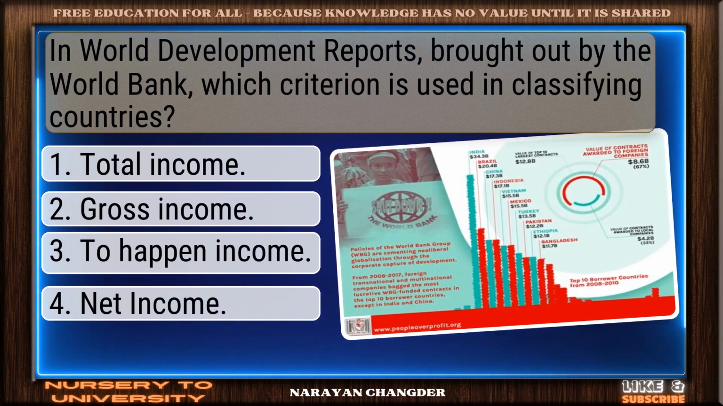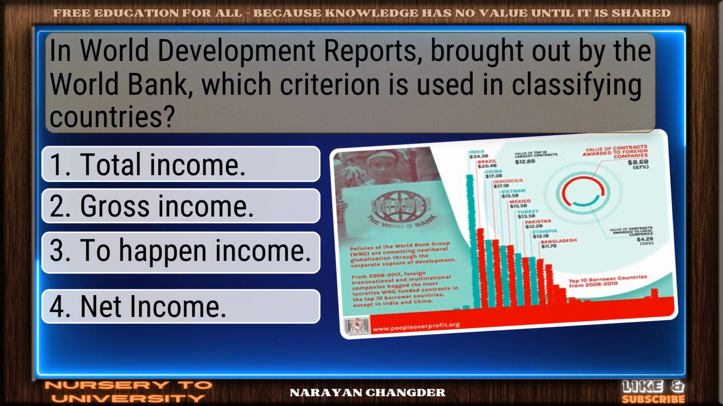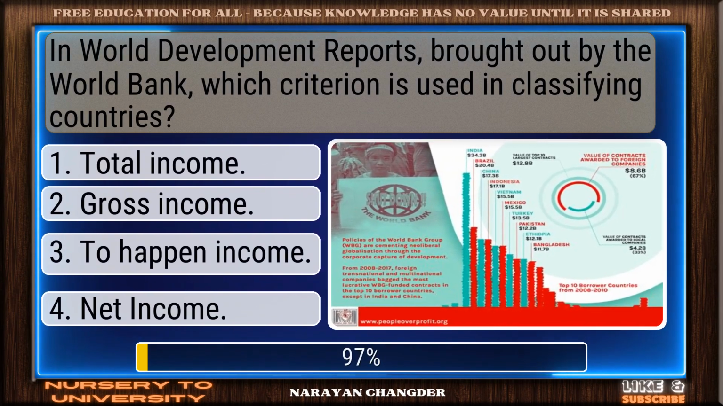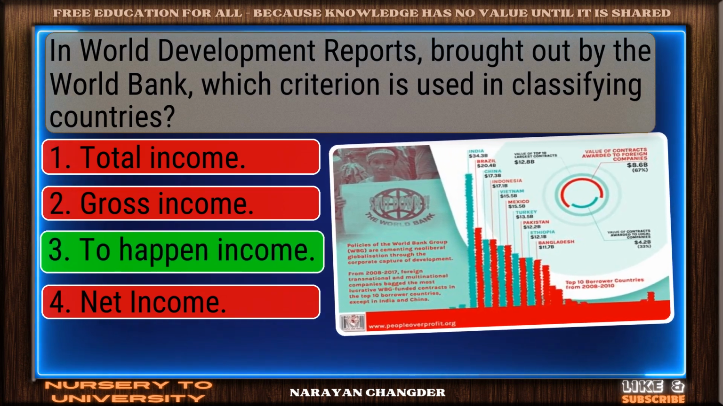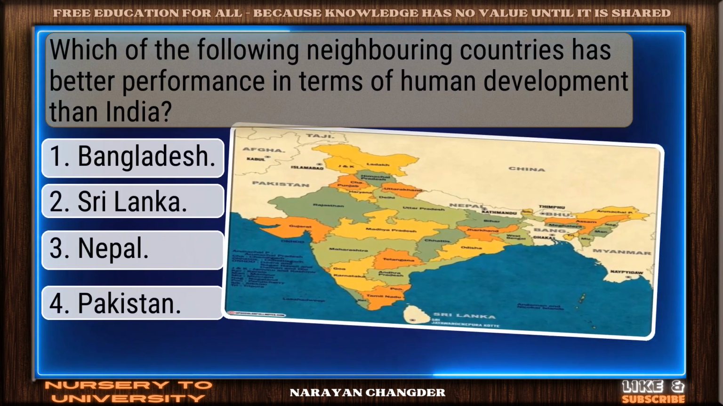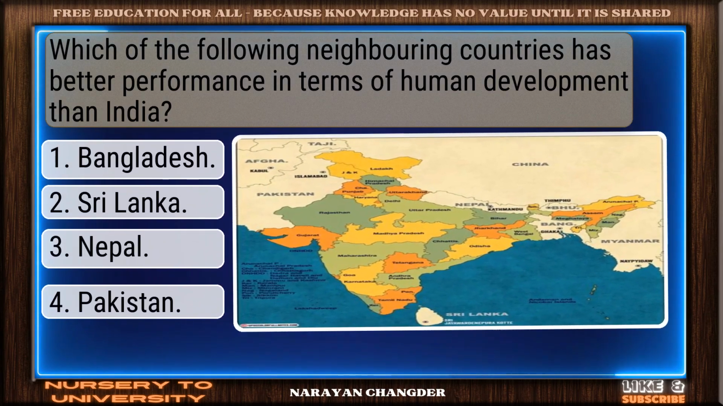In World Development Reports, brought out by the World Bank, which criterion is used in classifying countries? You chose per capita income, correct? Which of the following neighboring countries has better performance in terms of human development than India?